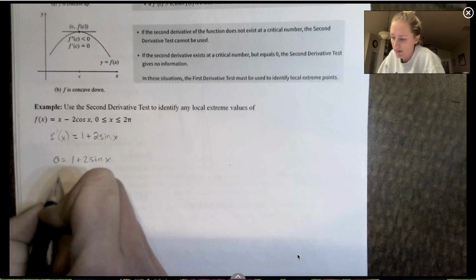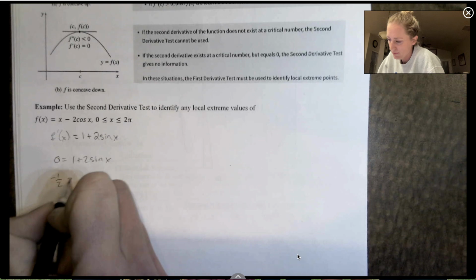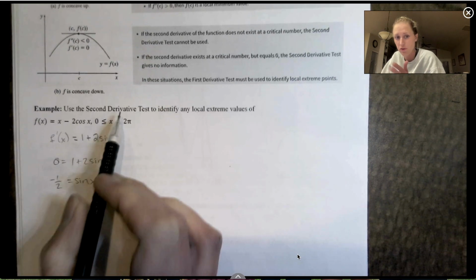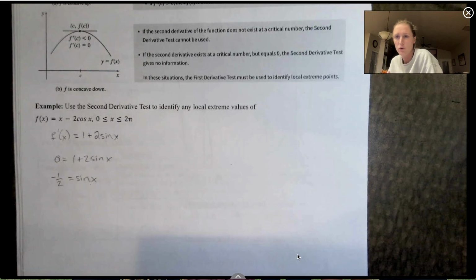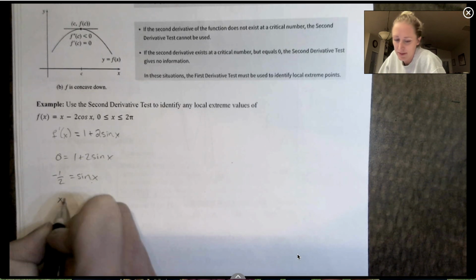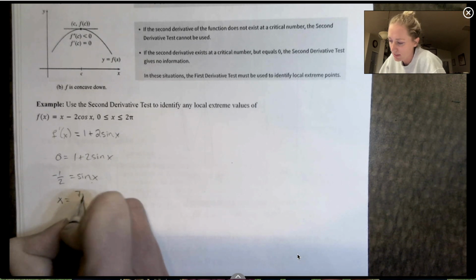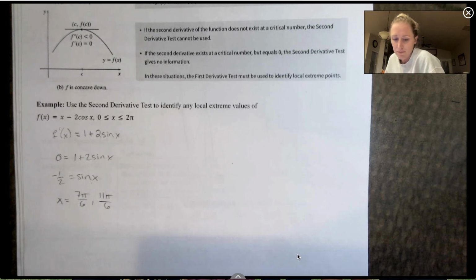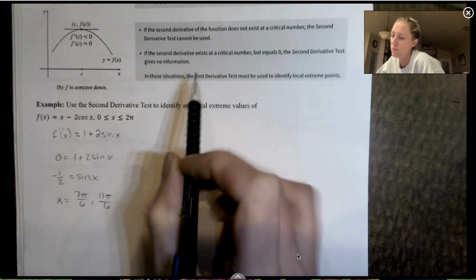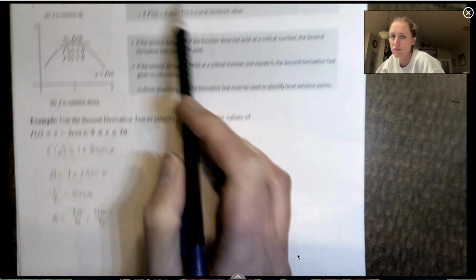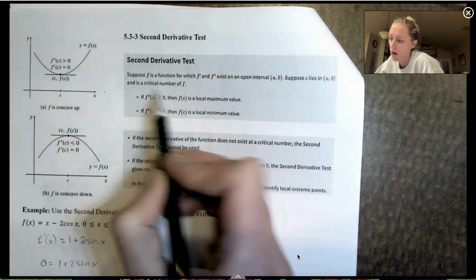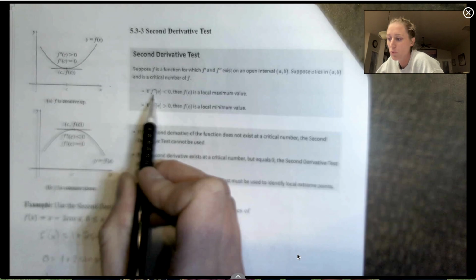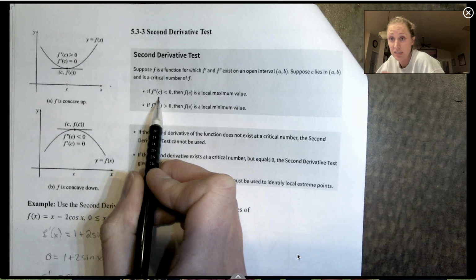Okay, subtract 1, divide by 2. Okay, so where on this interval? On the unit circle, where do we get a y coordinate of -1/2? This happens at 7 pi over 6 and 11 pi over 6. Okay, so now I found these critical values. If you go back here, our critical number is C. So they're saying evaluate what is f prime of C, of that critical value.